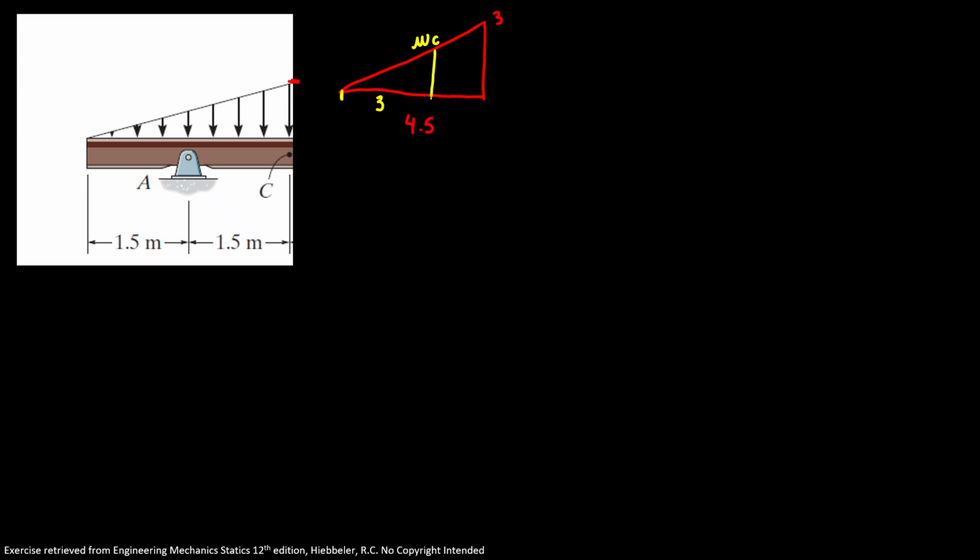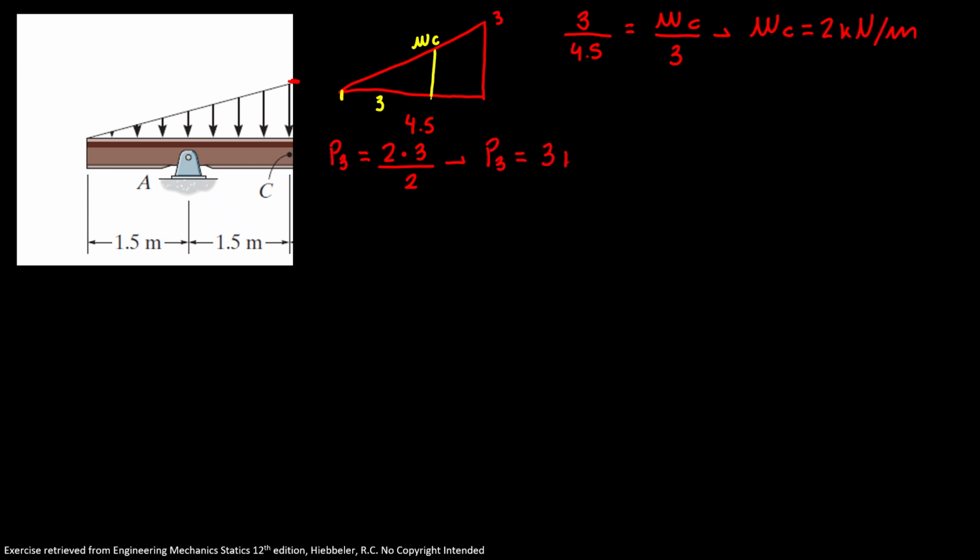Now we're gonna use similar triangles, so 3 over 4.5 is equal to our height omega c over 3. So our omega c is equal to 2 kilonewtons per meter. So now that we discovered this, we can find the equivalent load of this second triangle. So we're going to call P3 equal to height 2 times base 3 divided by 2. Our P3 is equal to 3 kilonewtons.